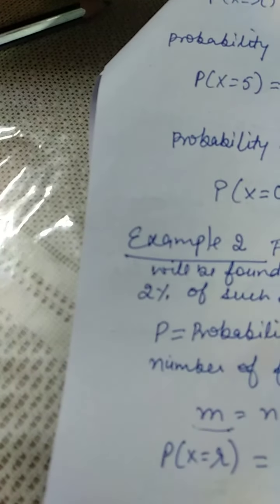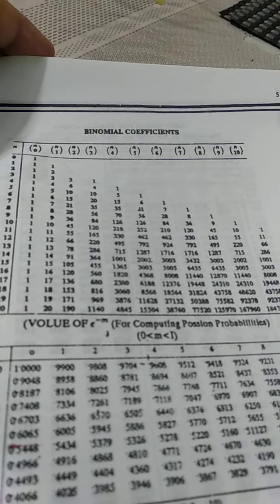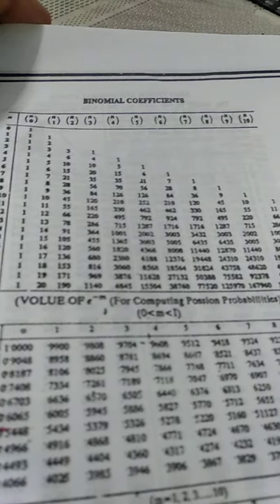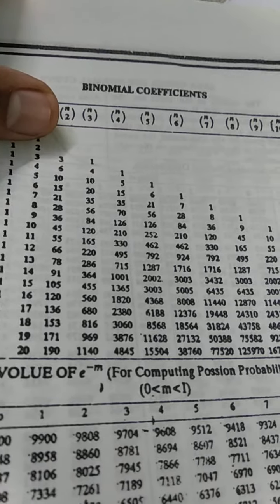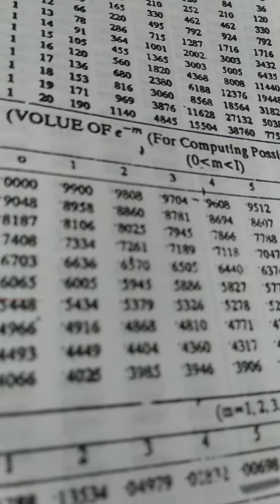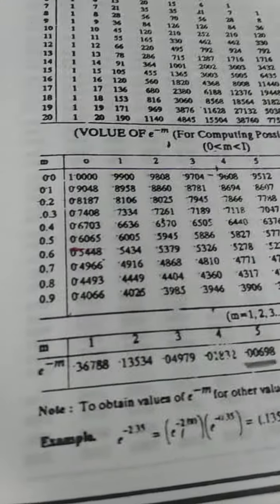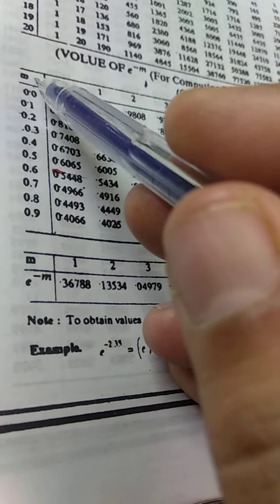Now the first thing which you have to do is, you have to find out e raised to power minus 4. And at the back of the book, you are given the tables. Please see the table. Values of e raised to power minus m for computing the Poisson distribution. Just see the table. The upper part contains binomial coefficient and the lower part contains the values of e raised to power minus m. In the values of e raised to power minus m, you are having two tables, and here is the value of m.